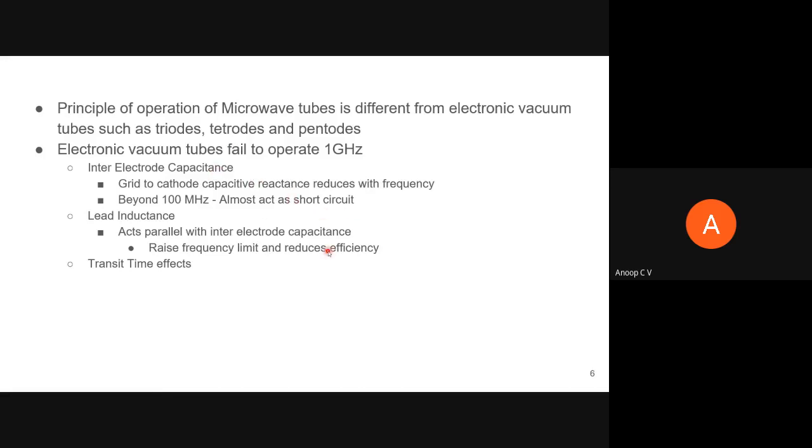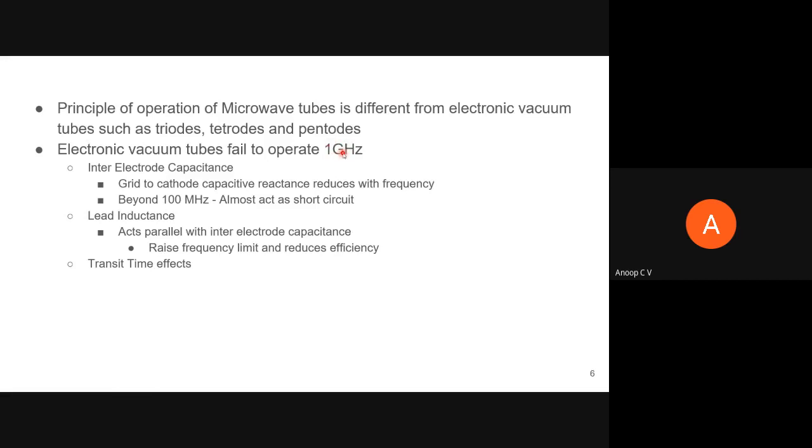So why do we need a separate vacuum tube device to operate at microwave frequency? We have conventional electronic vacuum tubes such as triodes, tetrodes, and pentodes, which you might have studied in earlier classes. Those conventional vacuum tube devices fail to operate at microwave frequency. By the time the operating frequency reaches 1 gigahertz, they start behaving abnormally.